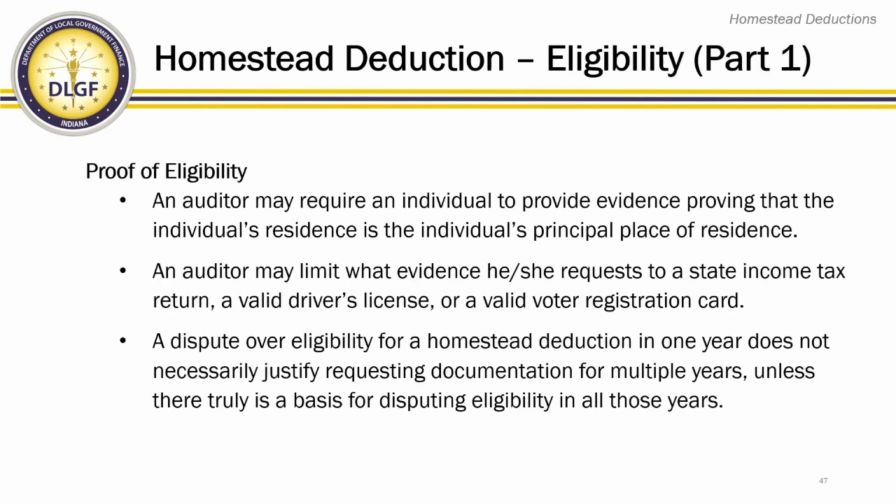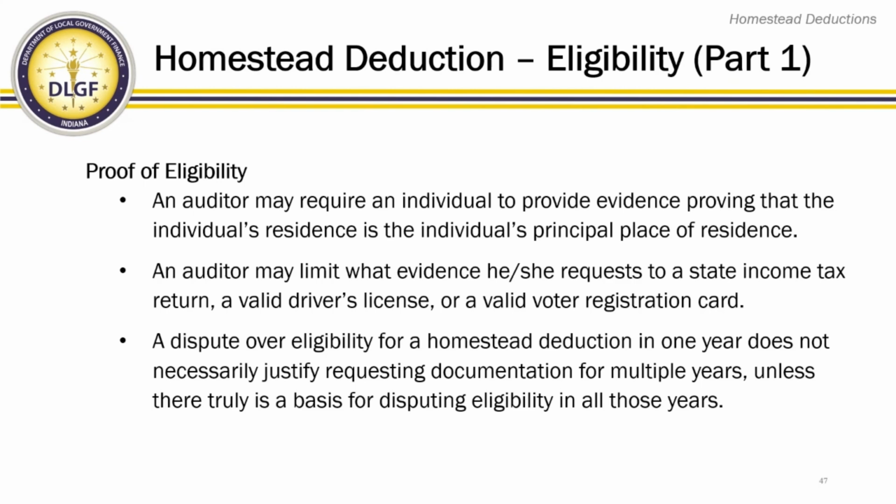Now, looking for proof of eligibility, the auditor can require an individual to produce evidence showing that it is, in fact, the individual's principal place of residence. Statute outlines a couple different examples of documentation that can be requested and collected by the county, but it's not meant to be an exhaustive list.